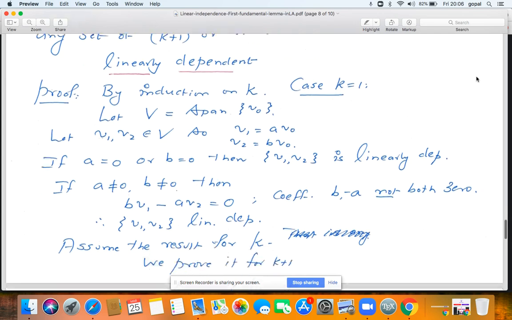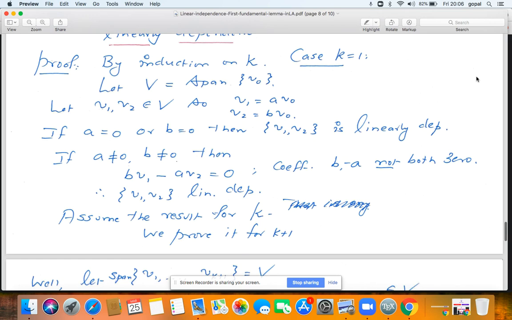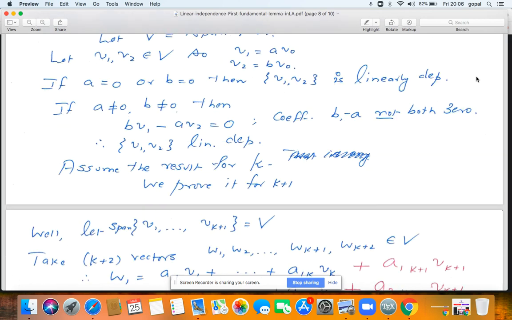Assume that the result is true for vector subspaces V generated by k vectors. Now we'll have to pass from the case k to the case k plus 1. So we shall prove it for the case k plus 1. So let us take a vector space V spanned by k plus 1 vectors v1, v2, ..., vk plus 1. And we have to show that k plus 2 vectors in V are linearly dependent. So let us take these k plus 2 vectors w1, w2, ..., wk plus 1, wk plus 2.